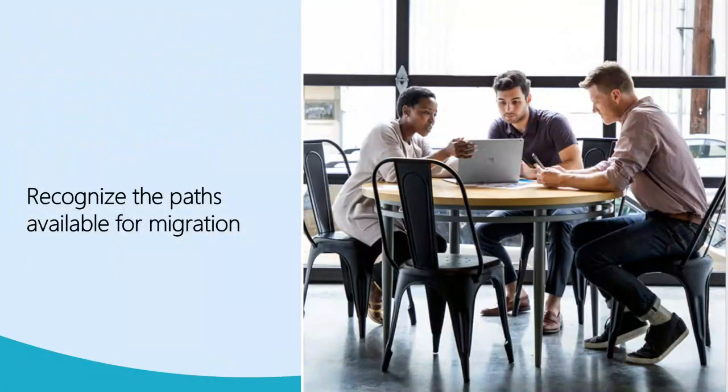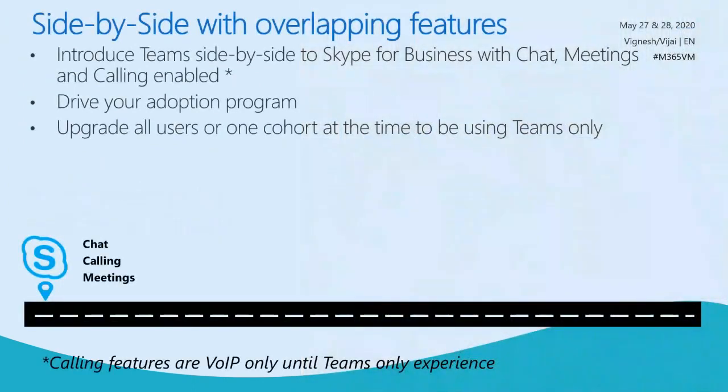So we'll see, recognize the paths available for migration. So we have discussed, right, initially in one of the slides that there are two approaches that we are going to discuss in detail. So we are just going to see one by one. So the first approach is side by side with overlapping features, which means that it is an island mode. Coexistence mode is called island mode.